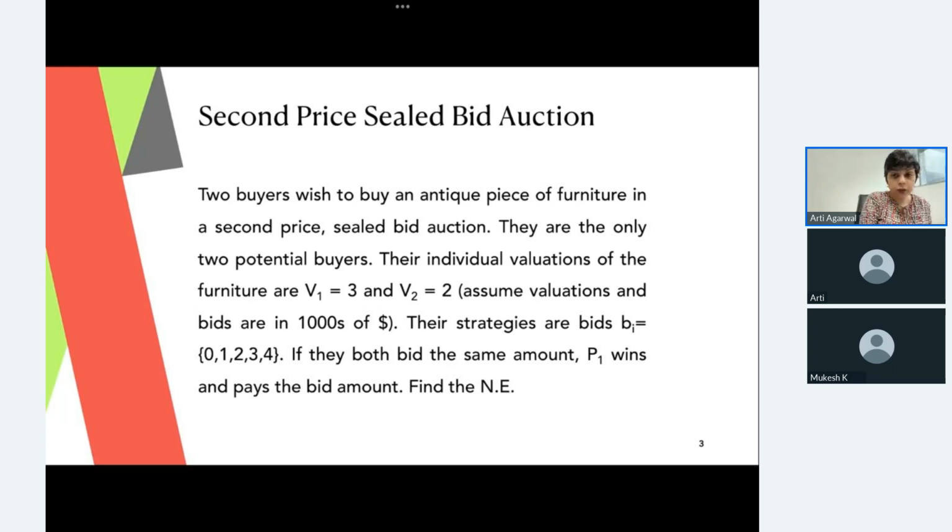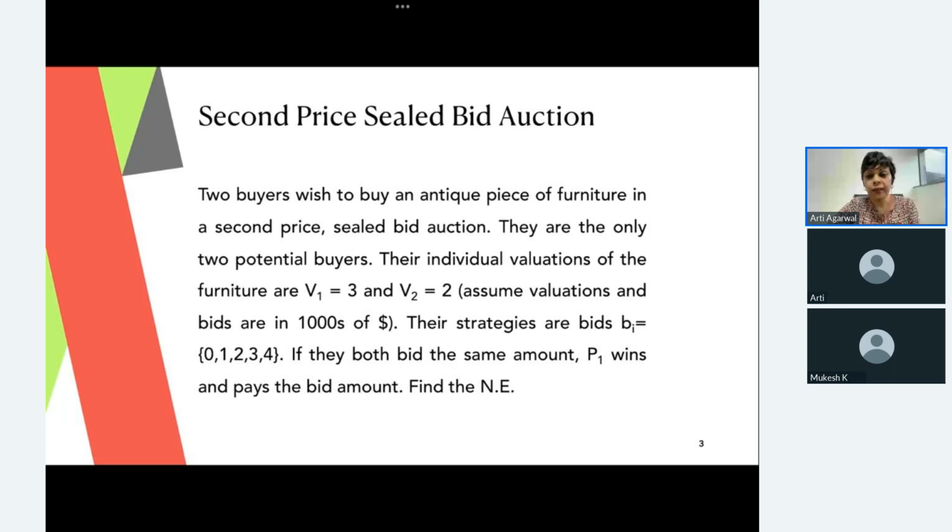Right. So in this case, there are two buyers. There are only two buyers, and they want to buy an antique piece of furniture. And it is known that it is a second price sealed bid auction. Now, their individual valuations are V1 equal to 3 and V2 equal to 2, where you can assume that these valuations are in thousands of dollars.